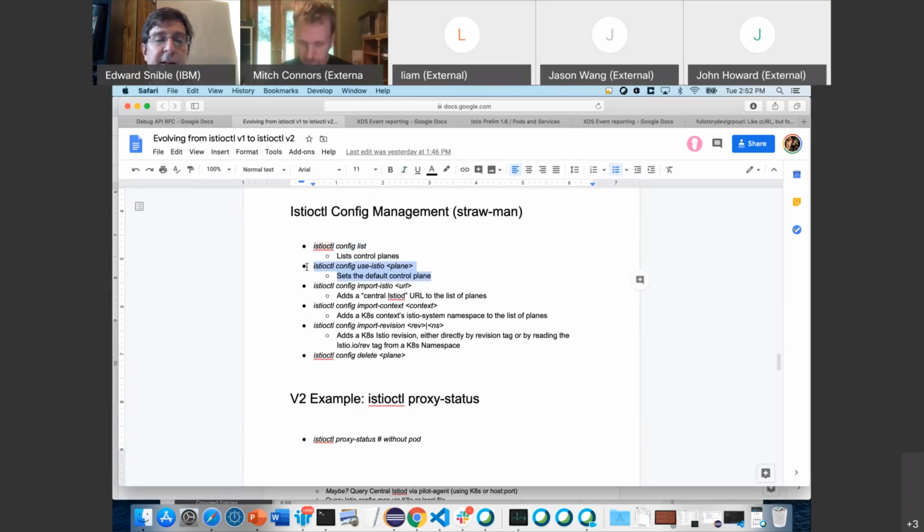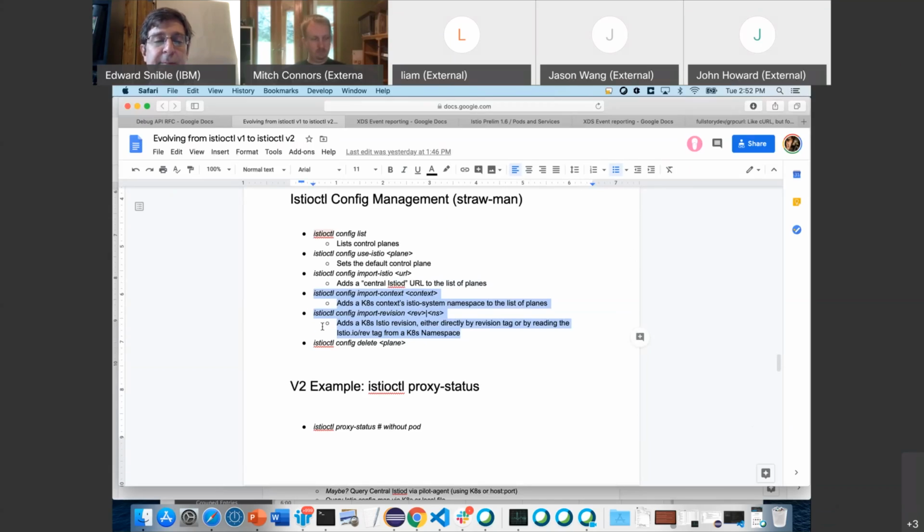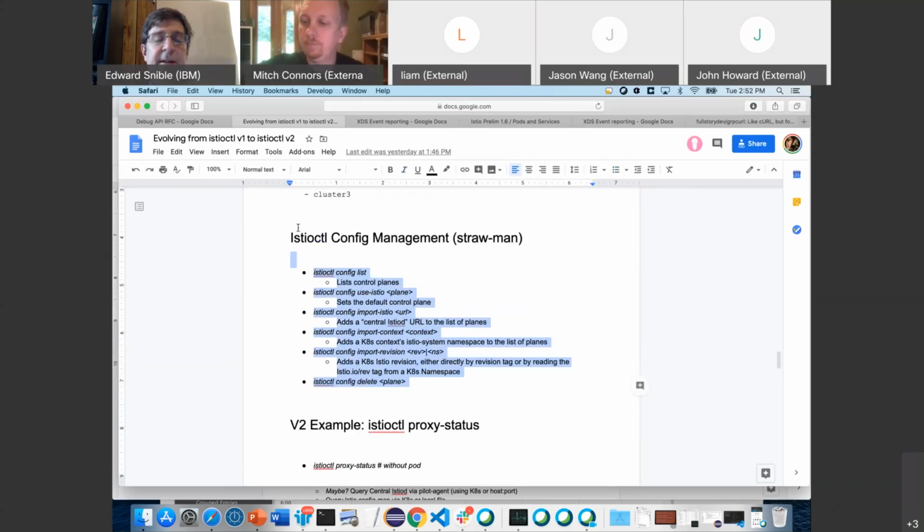A command like use context, a command to add a central Istio-D, a command to add an Istio control plane that we've just installed locally, and sort of how can we do that? Commands to delete. Do we think that Istio deserves commands like this in the complex world that we've been promising people with canaries and remote control planes?